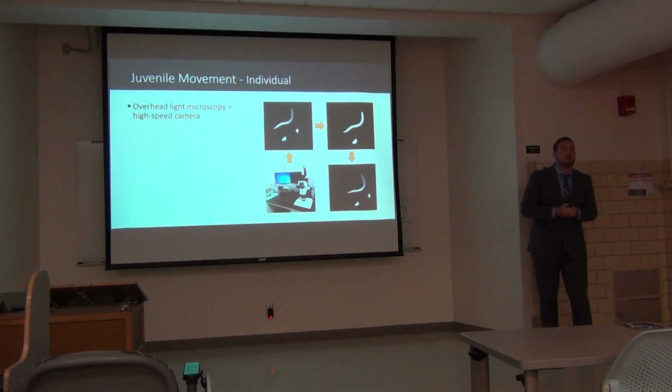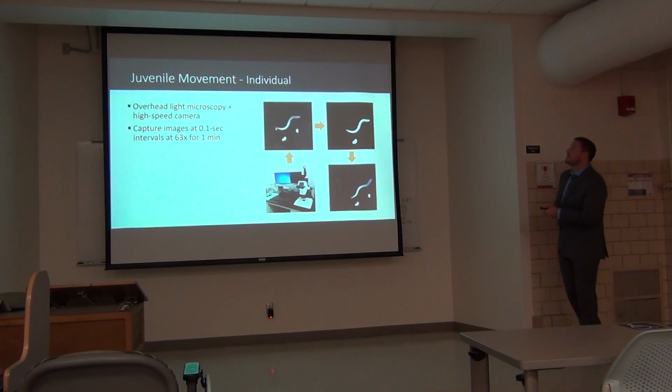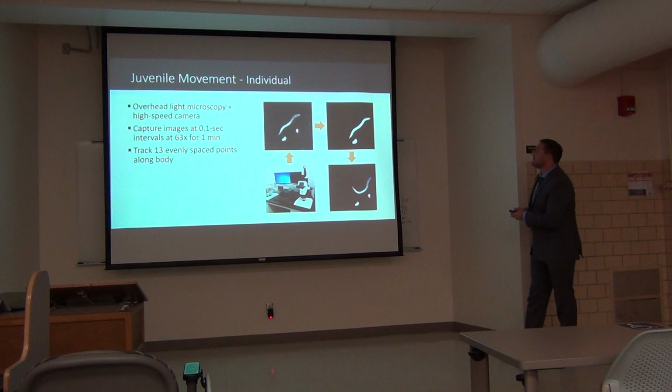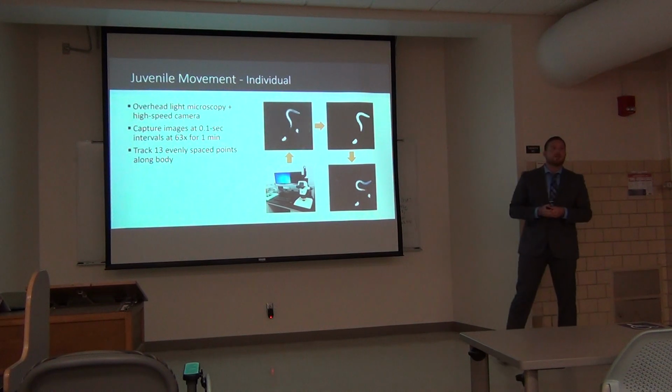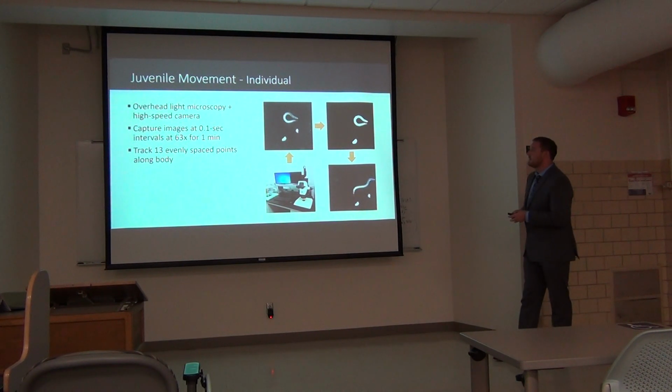So next, let's look at juvenile movement of the individual. Using overhead light microscopy with a high-speed camera, we can take images of nematodes every 1/10 of a second at 63x magnification for 1 minute. Converting it to binary colors allows the computer to identify the nematode with a black background and add 13 evenly spaced tracking points along the nematode body. Each of those tracking points records an XY coordinate at every 1/10 of a second for 60 seconds.